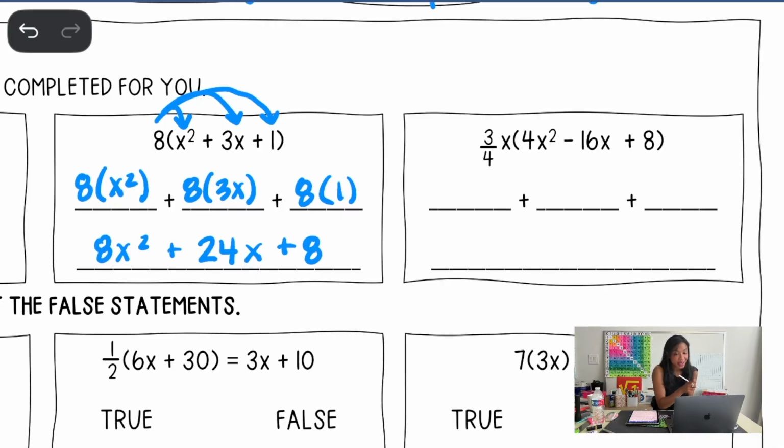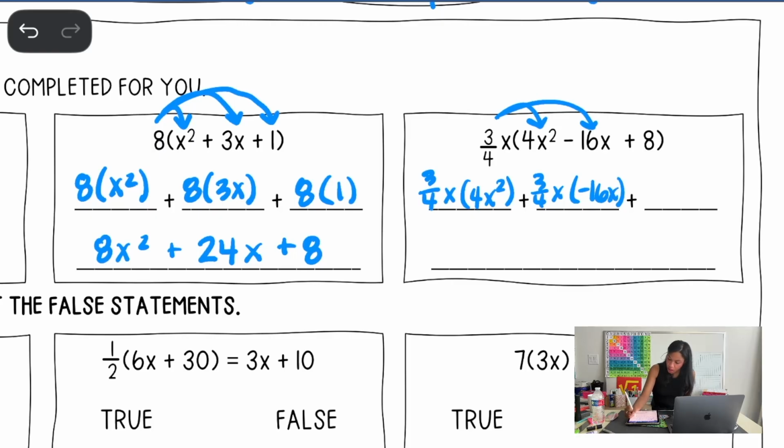Our last one on this row has fractions as well. Again, I don't want you freaking out about the fractions. Remember that you do have space to multiply it out. So here we have 3/4. This is going to be 3/4 x times 4x squared. Then we have 3/4 x times negative 16x. And then we have 3/4 x times 8.